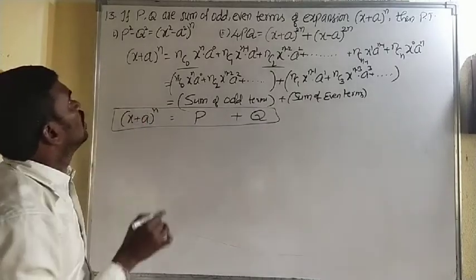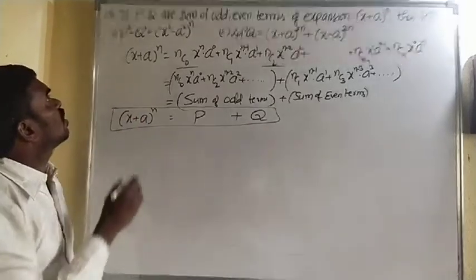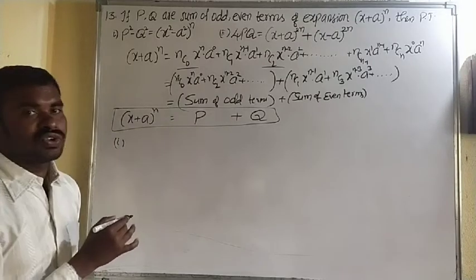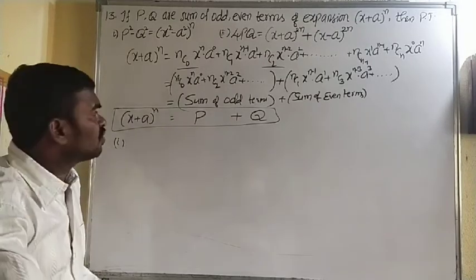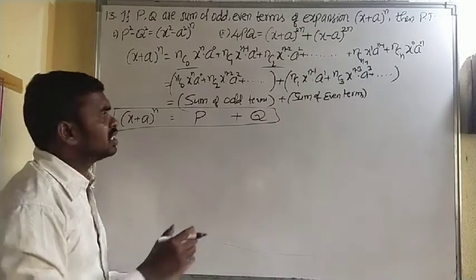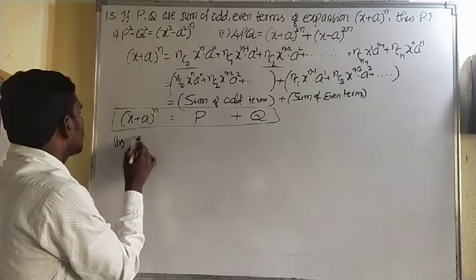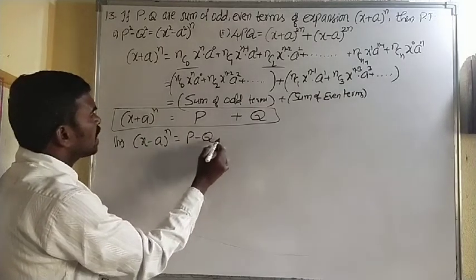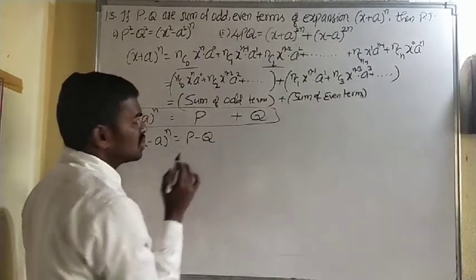Okay. Now let us solve one by one. What is the first one? P square minus Q square. Okay. Sorry. Before that, (x plus a) whole power n equal to, we got P plus Q. Am I right? Similarly, we can get (x minus a) whole power n equal to what? We can get P minus Q. Okay. So this we got.